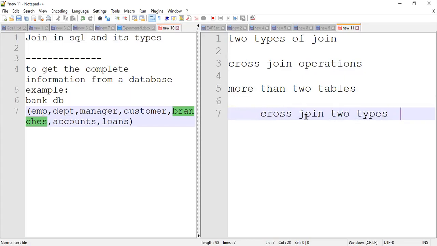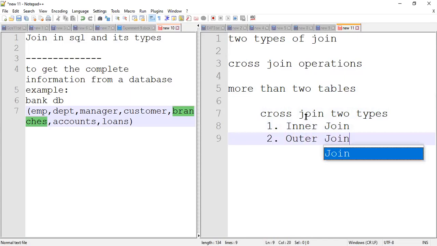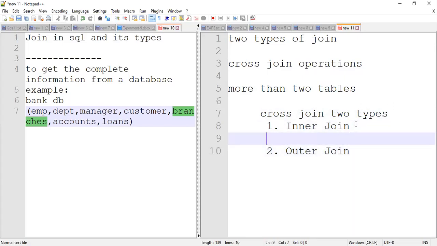Okay, so cross join has two types. One is inner join, and the second one is outer join. Under inner join, again it is of different types. I'm giving the names as A, B, C. So first inner join is what? It is called theta join. Please remember it is called theta join. Okay, EQ, non-EQ join, theta join.